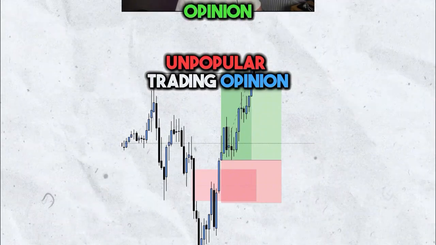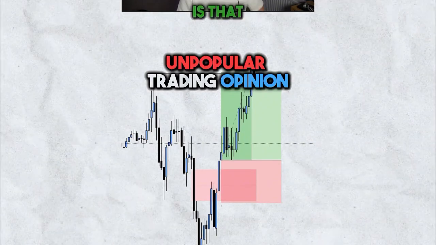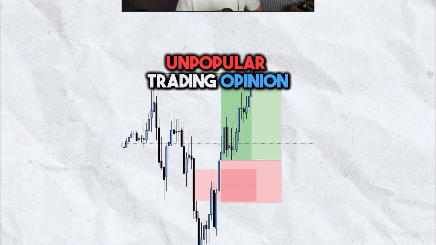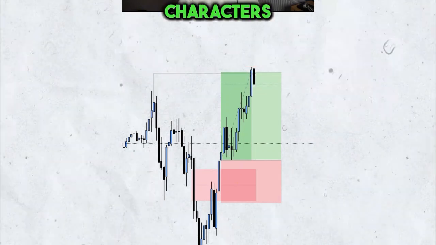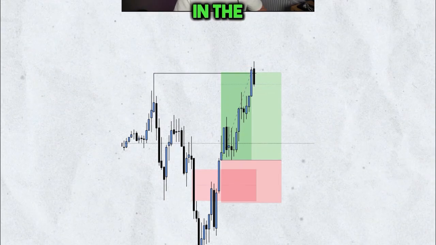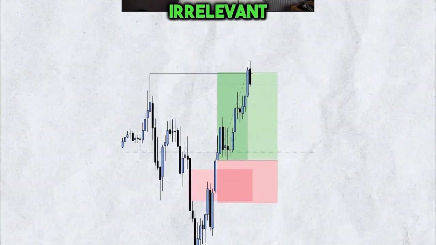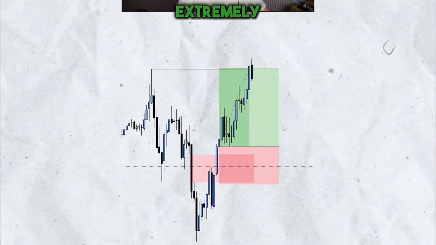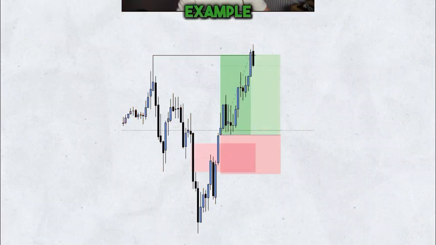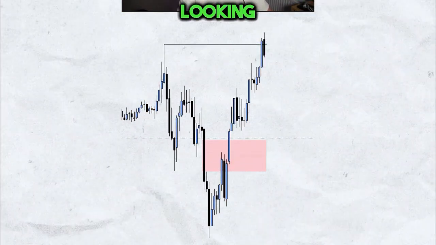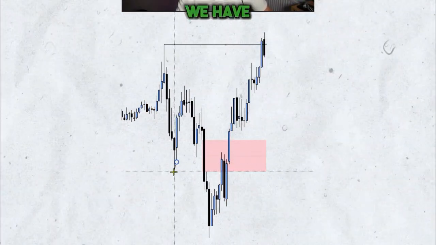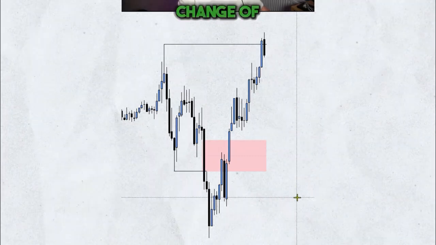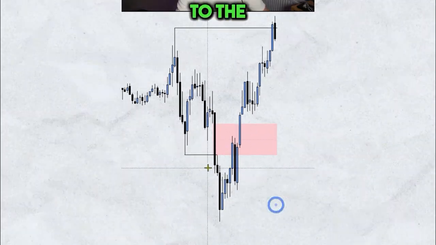My unpopular opinion when it comes to trading is that breaks of structure, market structure shifts, and change of characters are all a waste of time in the market, and they are all irrelevant. You only need fair value gaps and liquidity to become an extremely profitable trader. For example, right here, if we are looking at this price action, as you can see, we have had a market structure shift or change of character, break of structure to the downside.